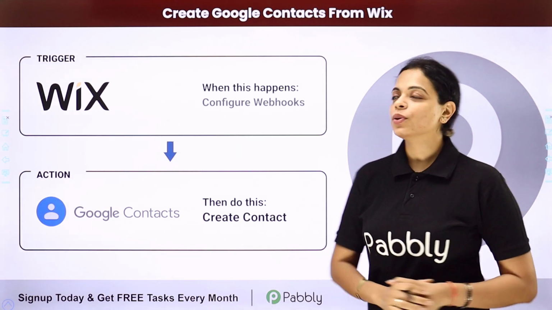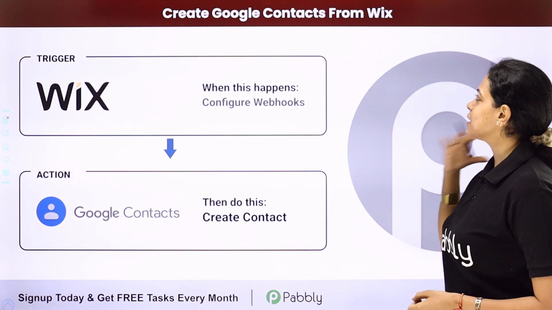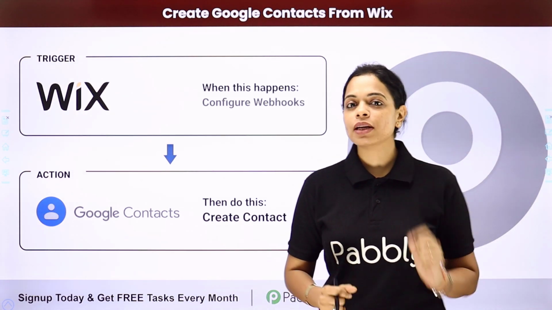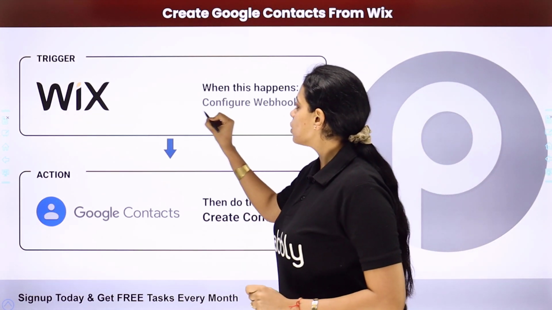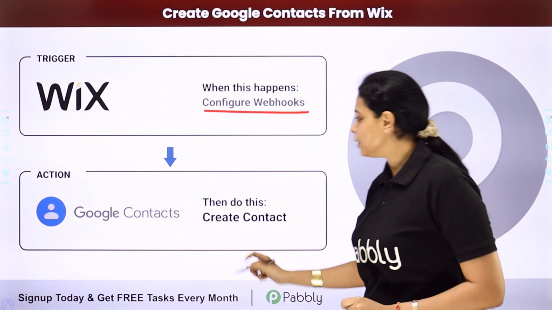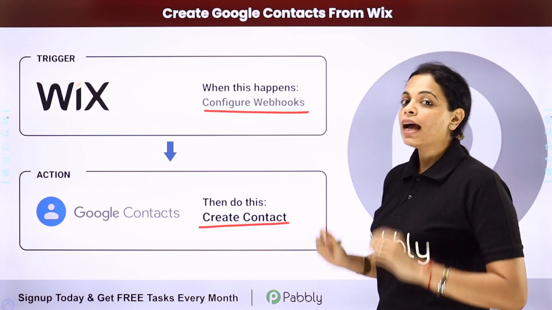In this video, we are going to see how to create Google Contacts from Wix, which is a cloud-based website builder. So here my objective is that every time a contact is created in Wix, then automatically the same contact should be created in my Google Contacts. How can that be done?